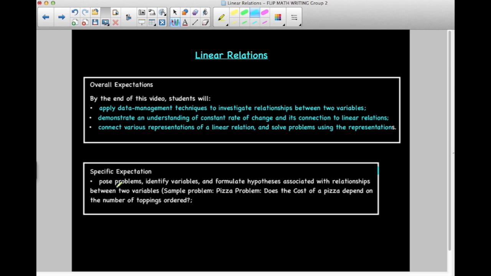Some of the specific expectations that we'll be looking at will be posing a problem, identifying variables, and formulating hypotheses associated with relationships between two variables. So our sample problem is the pizza problem. And we're going to start by asking the question, does the cost of a pizza depend on the number of toppings ordered?